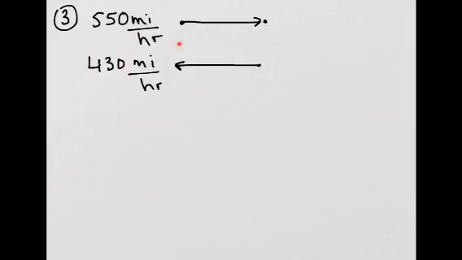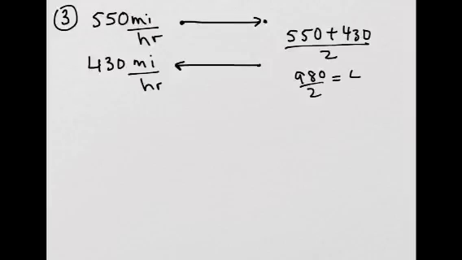So because the distances are the same, because it started in the same city and ended in the same city, then we could take the average of the two speeds. So 550 plus 430. And to take the average, you add the 2 and divide by 2. And so that's going to give you 980. Divide by 2. So that's going to give you 490. So that's the average speed of the entire trip, of going to the city and coming back.